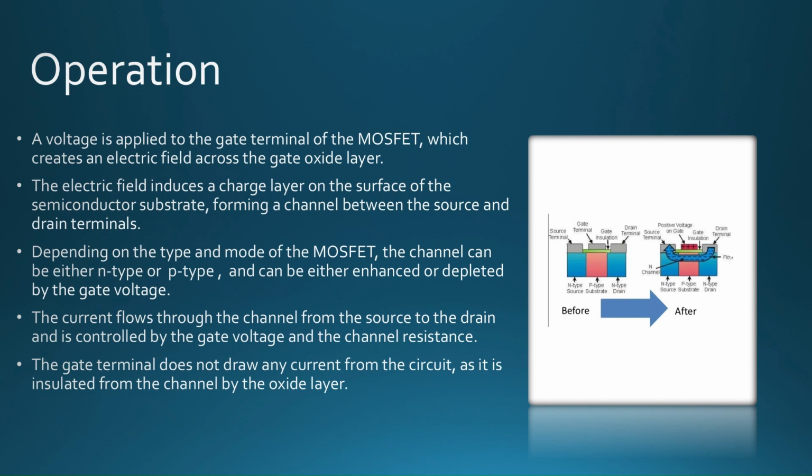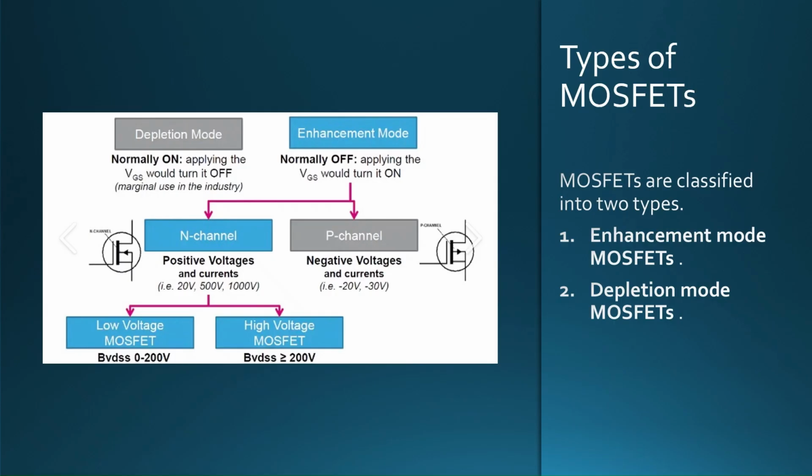The current flows through the channel from the source to the drain and is controlled by the gate voltage and the channel resistance. The gate terminal does not draw any current from the circuit, as it is insulated from the channel by the oxide layer.